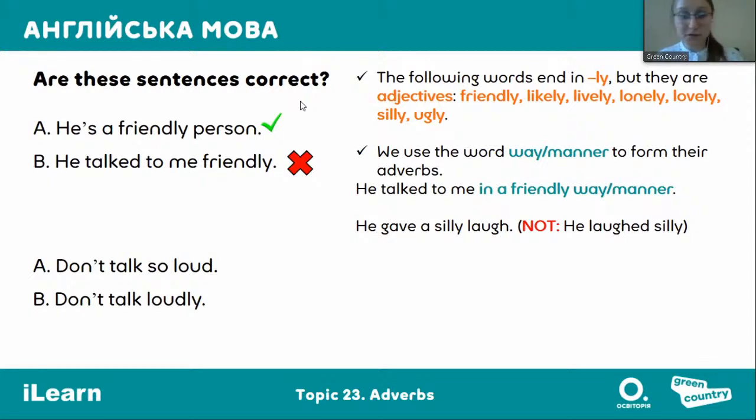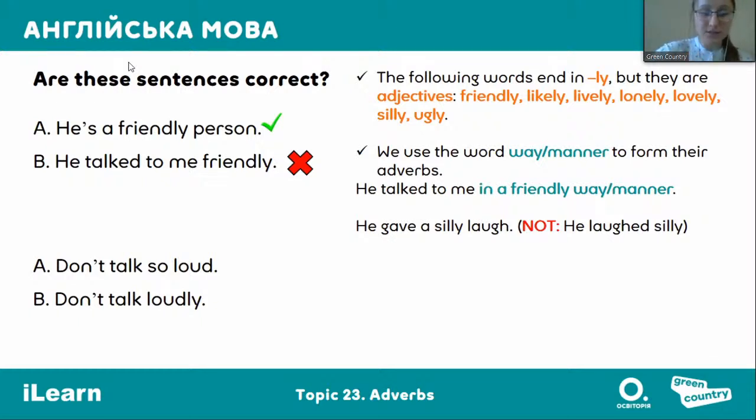Я бачу правильну відповідь в чат. Тобто ось ці слова, які ви бачите в себе на екрані, вони прикметники. Щоб від них створити прислівник, це занадто важко вимовляється і пишеться. Тобто тому для того, щоб створити прислівникову форму від цих прикметників, використовують слова way і manner. For example, he talked to me in a friendly manner, not he talked to me friendly. Першими, як в B, бачимо речення, так говорити не можна. Потрібно використати ці два слова way і manner. So friendly is always an adjective. Тобто friendly – це завжди тільки прикметник.